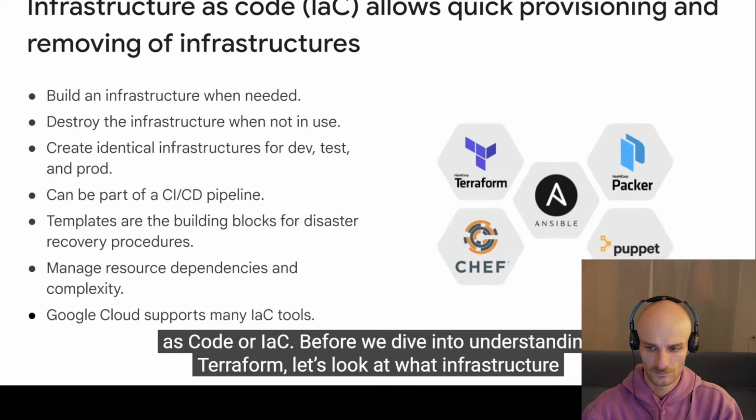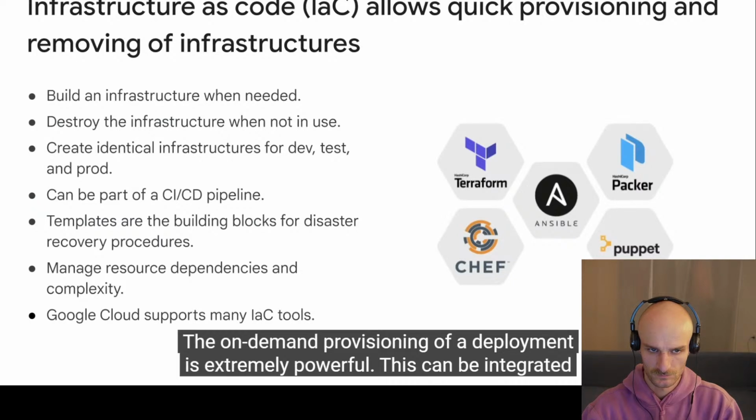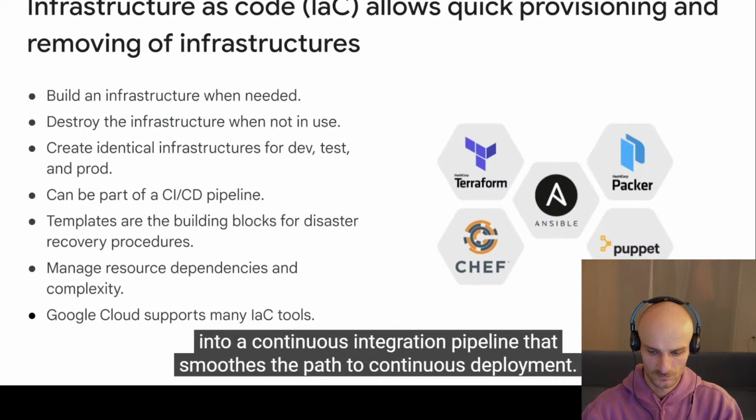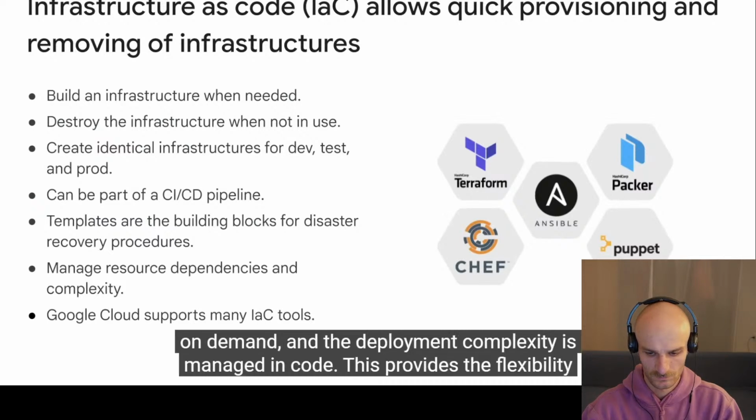Before we dive into understanding Terraform, let's look at what Infrastructure as Code is. In essence, Infrastructure as Code allows for quickly provisioning and removing of infrastructures. On-demand provisioning of a deployment is extremely powerful. This can be integrated into a continuous integration pipeline that smoothens the path to continuous deployment. Automated infrastructure provisioning means that the infrastructure can be provisioned on demand and the deployment complexity is managed in code.